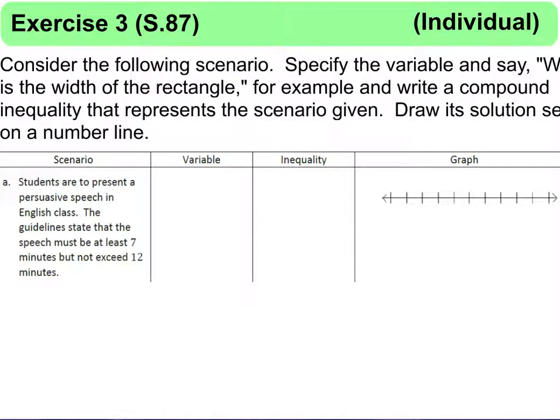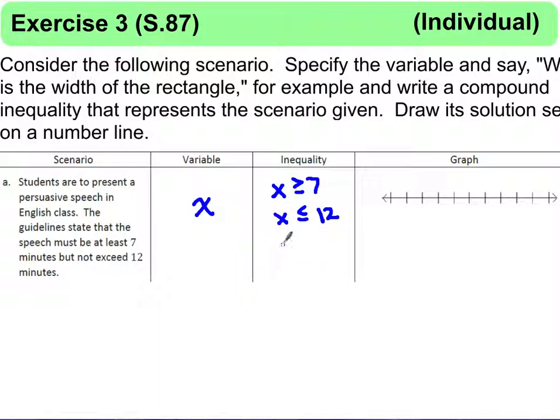And finally, in exercise 3, a scenario is presented where students are to present a persuasive speech in English class. The guidelines state that the speech must be at least 7 minutes and not exceed 12 minutes. So when we want to put that together, we may set up a variable, any variable of the student's choice. So we might let the variable be x. When we write the inequalities, x has to be at least 7 minutes, but it has to not exceed 12 minutes. So x needs to be less than or equal to 12.